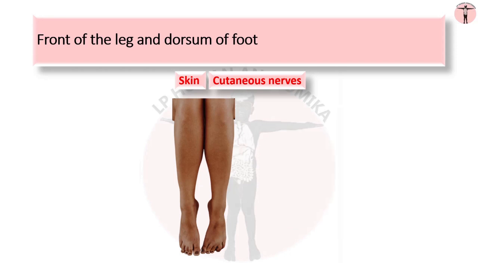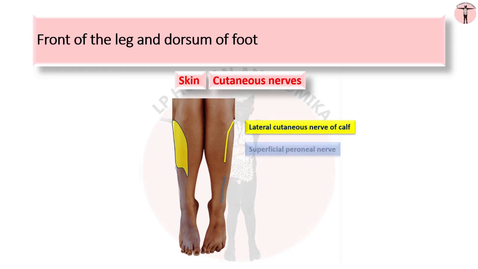To start with, the skin over the front of leg is supplied by the following cutaneous nerves. The lateral cutaneous nerve of the calf, a branch of the common peroneal nerve, supplies the skin on the upper part of the lateral surface of the leg. The superficial peroneal nerve, a branch of the common peroneal nerve, supplies the skin of the lower part of the anterolateral surface of the leg. The saphenous nerve, a branch of the femoral nerve, supplies the skin on the anteromedial surface of the leg.